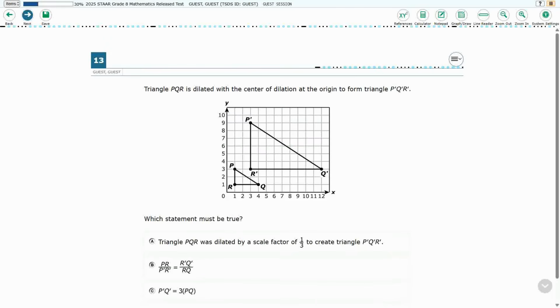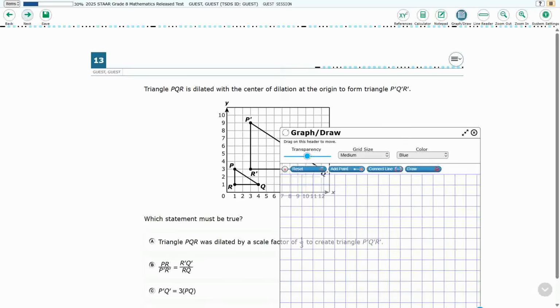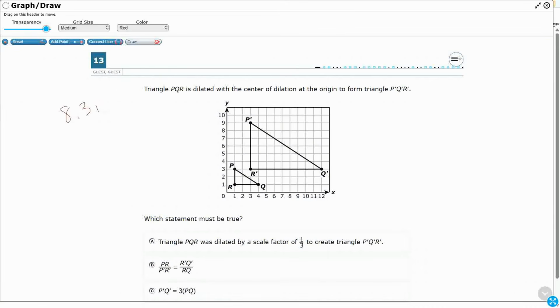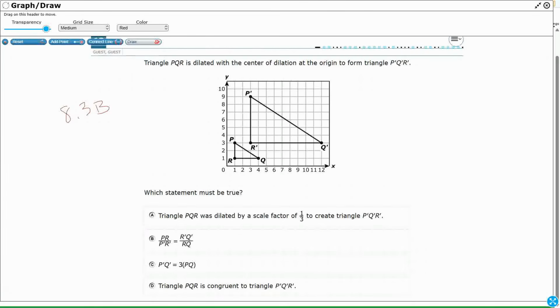Number 13, we are looking at dilations. This is 8.3b. And so we have two different triangles here, and we need to find a true statement describing this relationship. All right, so triangle PQR goes to P prime, Q prime, R prime. So let's look at these statements. PQR was dilated by a scale factor of 1/3.